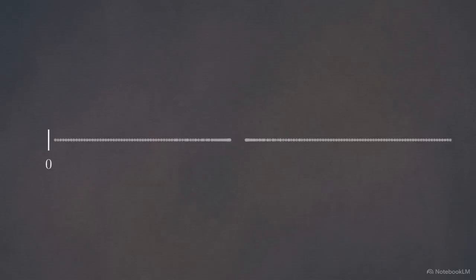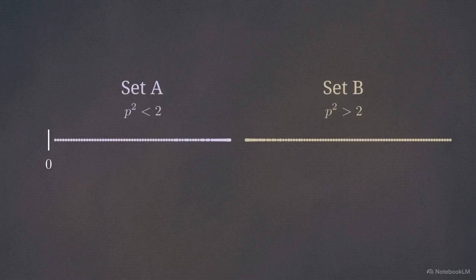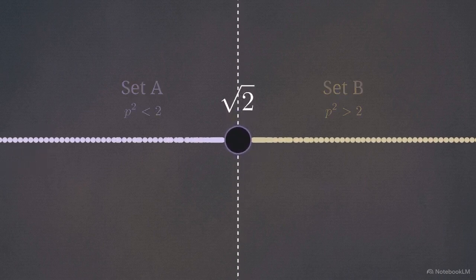Because no rational number squared equals exactly 2, we can divide the positive rational numbers into two groups. Set A contains all fractions where p squared is less than 2, and set B contains fractions where p squared is strictly greater than 2. Plotting this leaves a distinct empty space, precisely where the square root of 2 should exist.